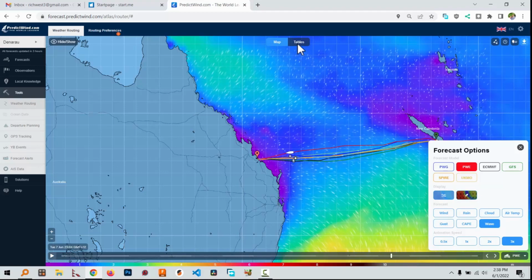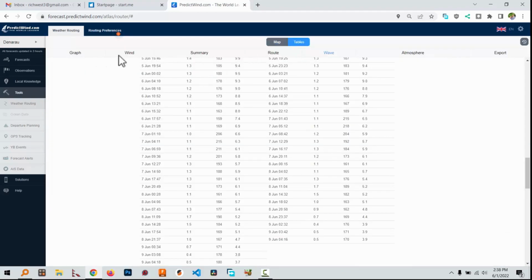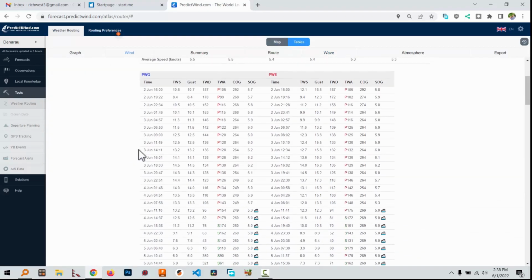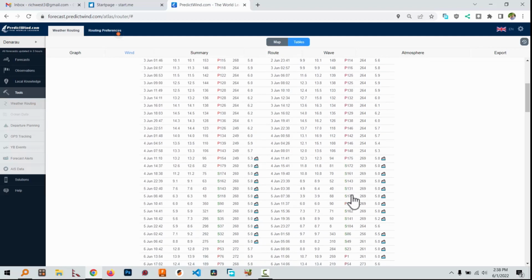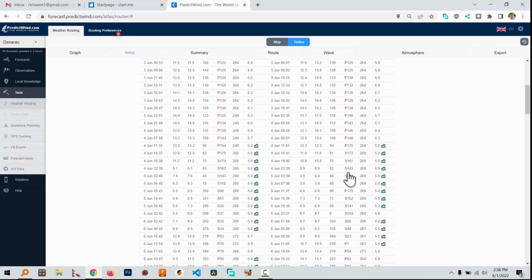Let's go back to the tables and look at the wind more closely. Look at PWE again, and I generally look at the true wind speed, gusts, and the true wind angle. Now remember, that's the true wind angle, so the wind's going to come in front of the beam more than that to account for apparent wind. So here we have pretty light wind. Gusts aren't very high. Wind is behind the beam. That all looks really nice. That looks kind of ideal.